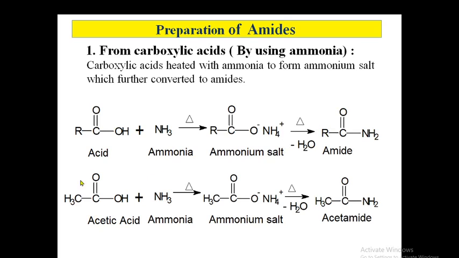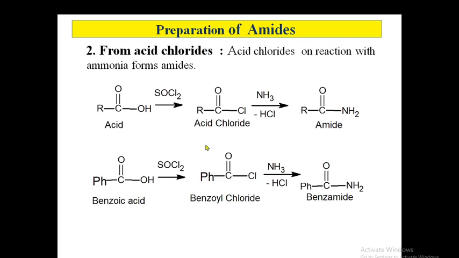For example, if you are taking the acetic acid and heat it with ammonia, there is a formation of ammonium salt of acetic acid, that is ammonium acetate. And this ammonium acetate, on strong heating, you will get acetamide as a product. So this is the first method for the preparation of amides. Another method for the preparation of the amides is from acid chlorides.